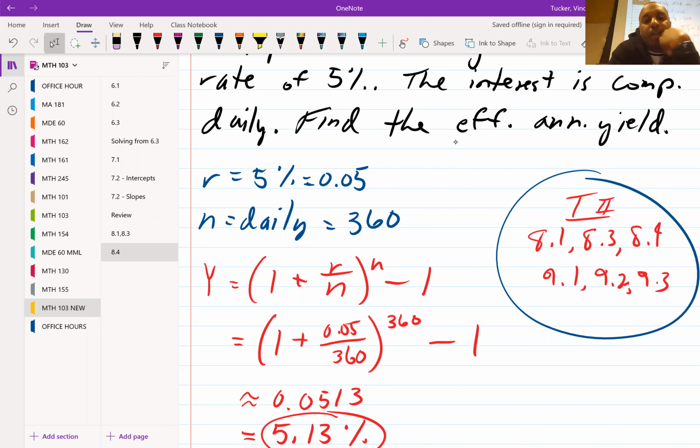All right, so we plug in our values. That's 1 plus 0.05 divided by 360, raised to the 360th power, minus 1. Plug that in the calculator, get 0.0513, then convert it to a percentage, 5.13%.